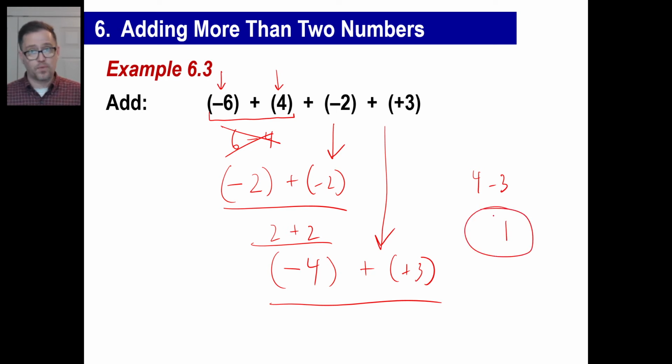Should that be a positive 1 or a negative 1? Well, which one of these is farther away from 0? Negative 4 or positive 3? Negative 4 is right. That's a negative, so that means that's a negative. Boom, there's your answer. Done.